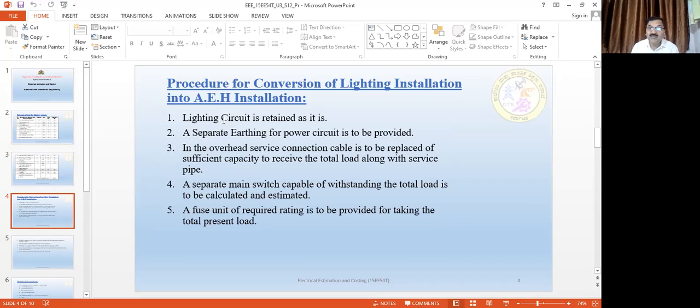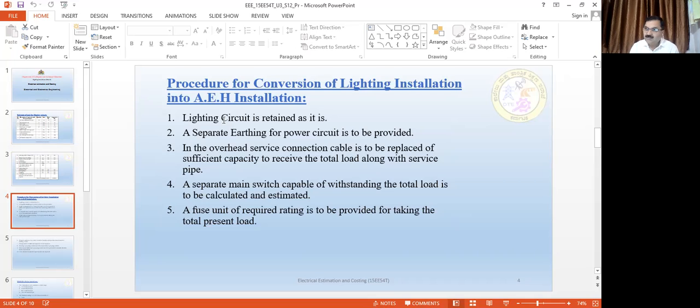So to connect those equipments in the house, the lighting circuit is not used. The size of wire in the lighting circuit is insufficient to feed the power for these equipments. Therefore, we need one more circuit, that means a heating circuit, to run all over the house. So we have to convert the lighting installation into AEH for connecting the modern domestic appliances.